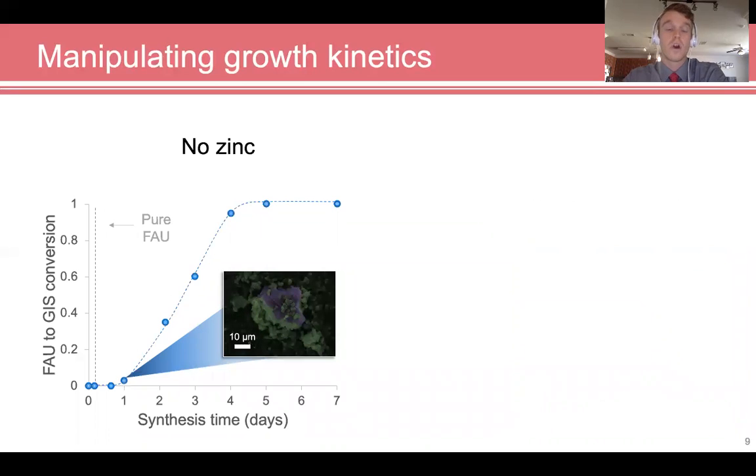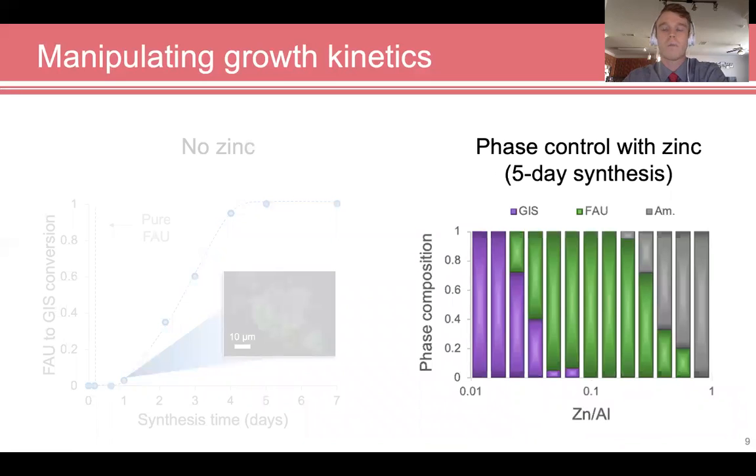So in hopes of suppressing GIS, we identified how much zinc we need in solution to suppress GIS crystallization. So what we see is that by tuning the amount of zinc in the growth solution, we can actually control the phase purity that we get in zeolite syntheses. Unfortunately, this also suppressed phillipsite crystallization.